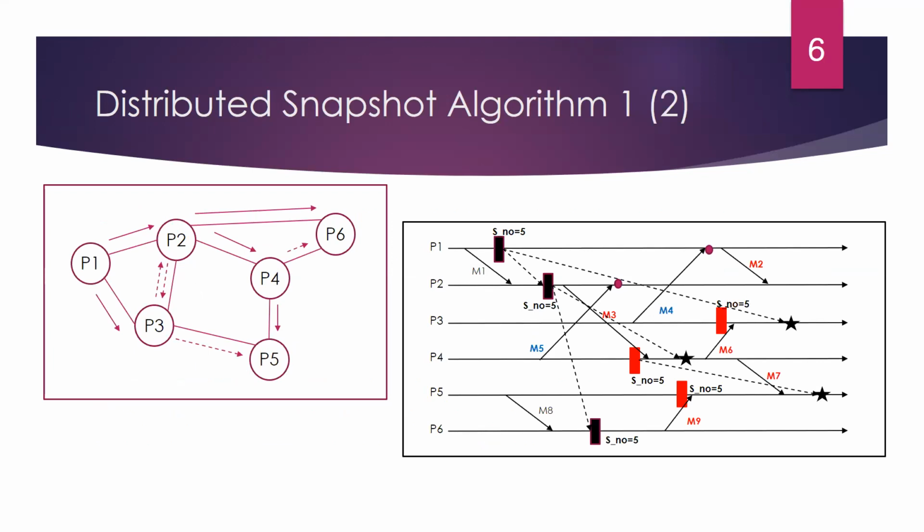The message M4 and 5 carries the snapshot number 4 in this example of the right figure. When the snapshot number of the receiver is now 5, the receiver easily detects those in-transit messages, comparing the snapshot numbers, and saves them as channel states.